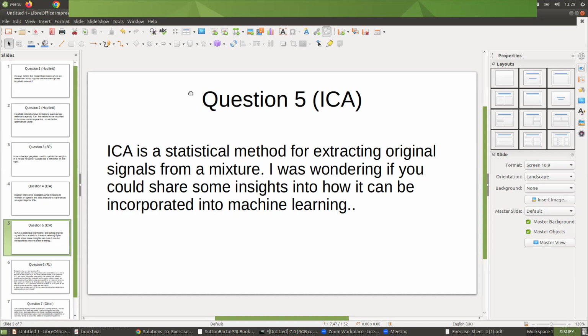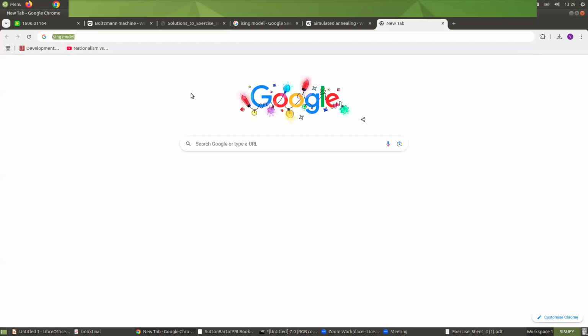Because ICA is unsupervised. It's in a different spirit. So it's not clear how you would even use it within a deep neural network, because you don't apply gradients or anything. I'm curious.